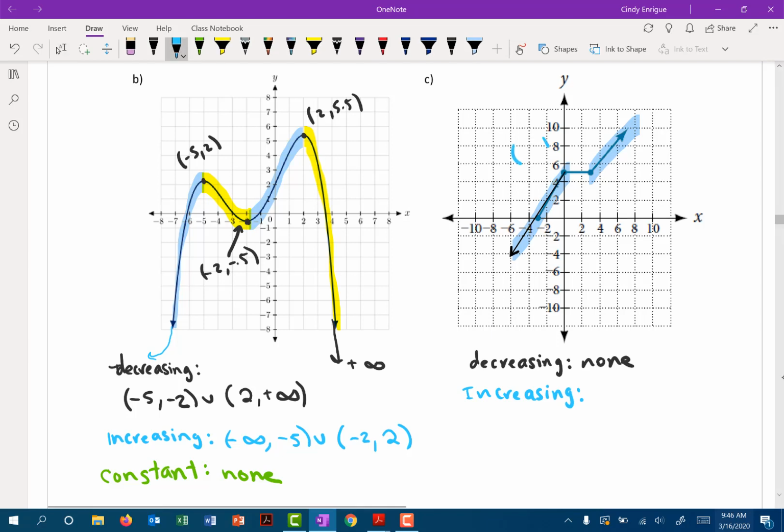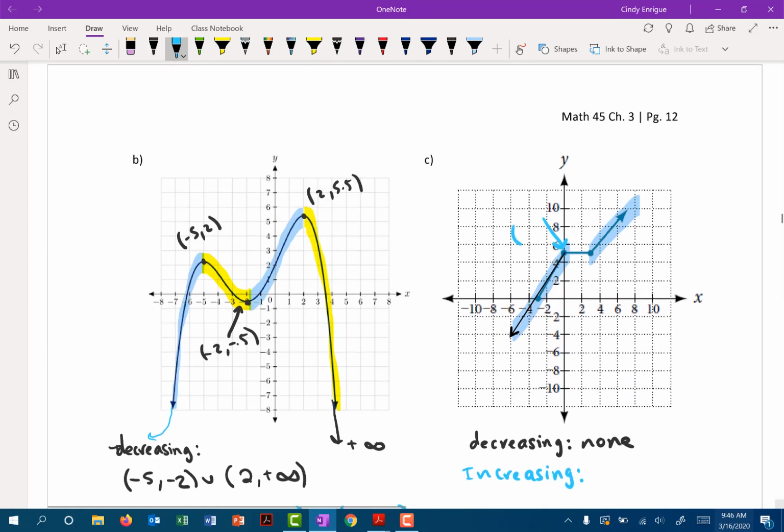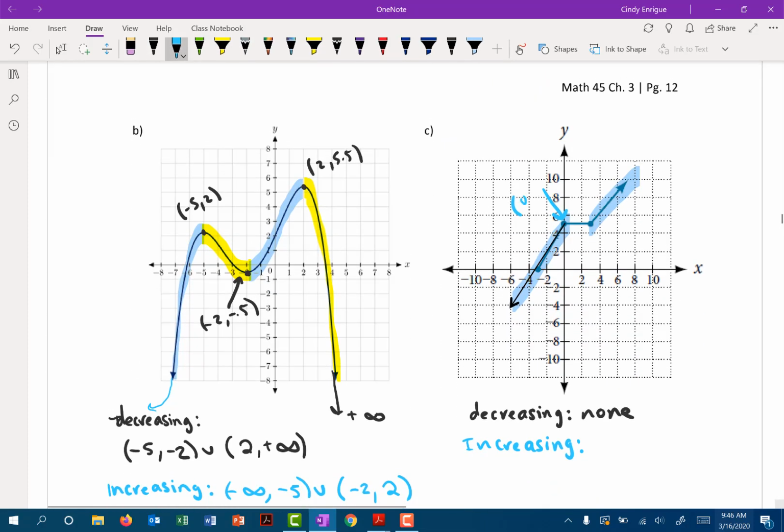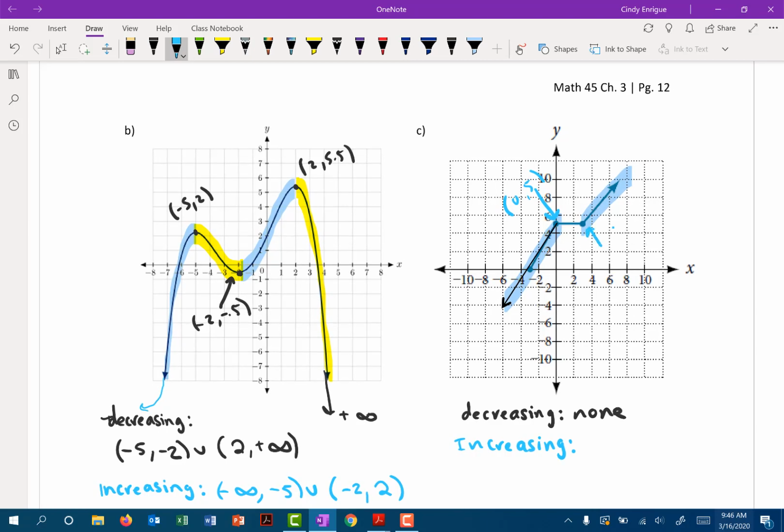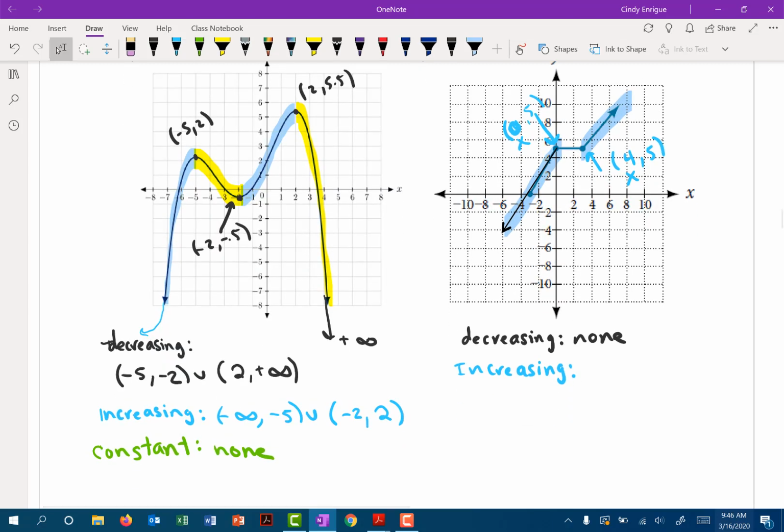This point right in here is going to be 0. Oops, sorry about that, guys. That's going to be 0, 5. And this point right in there looks like it's 4, 5 as well. So the important thing is our x values. So that x value is 0 and that x value is 4. So I know that I'm increasing from negative infinity to 0, union 4 to positive infinity.